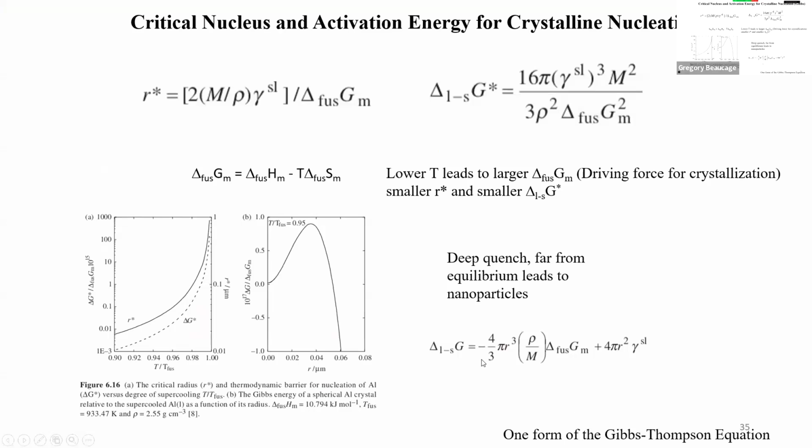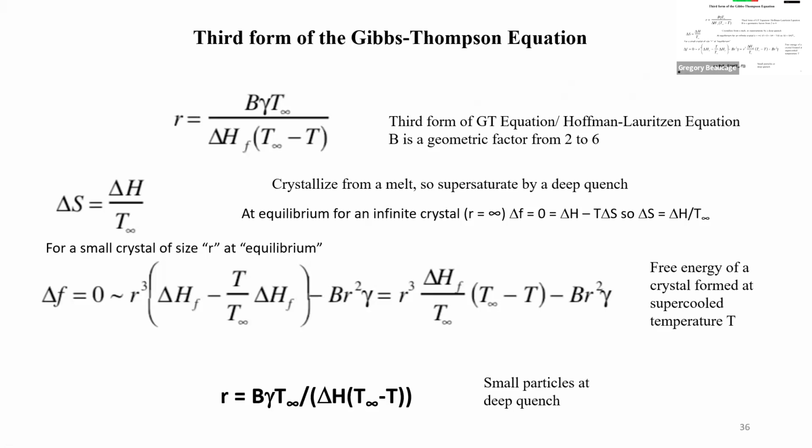Anyway, this kind of approach can give you another Gibbs-Thomson equation, which is this business of the particle size going with the temperature quench depth. So you get smaller particles with a deeper quench. This is sometimes called the Hoffman-Lauritzen equation in polymers, and generally called the Gibbs-Thomson equation. If B is 2, it's the Hoffman-Lauritzen equation, because in a polymer you make lamellar crystals and there are 2 main surfaces, like the top and the bottom, the side doesn't matter. So those are the high energy surfaces.